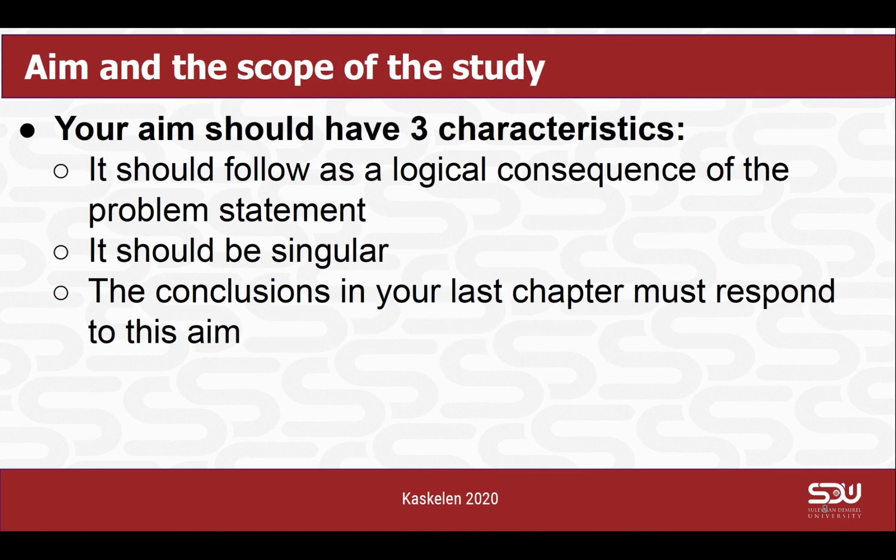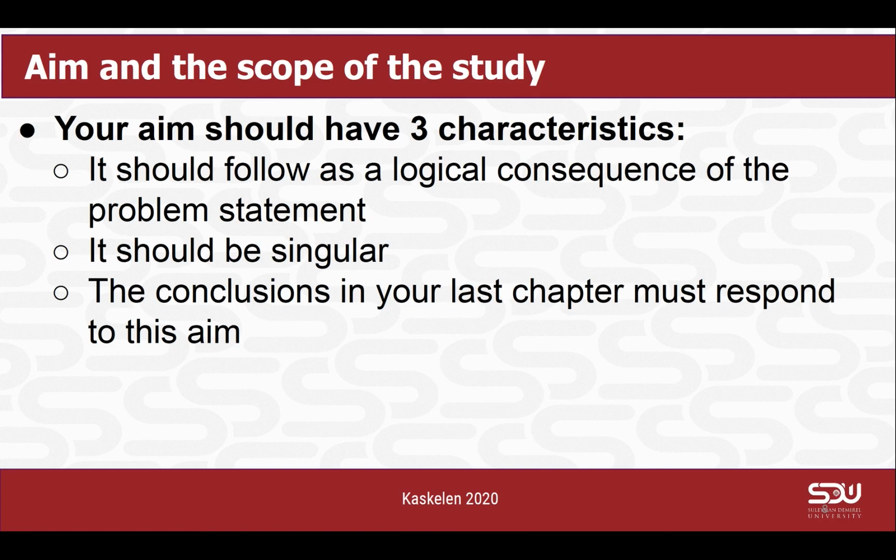All right, the next thing that your introductory chapter should have is formulation of your aim and the scope of the study, right? And you should have one aim. So if you are thinking about more than one aim, you have a list of aims, then you should think about how all those aims could be formulated as one, or maybe you just have to choose the most important aim from the list that you have at the moment.